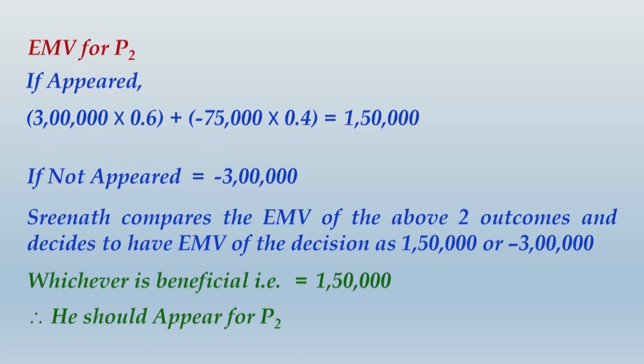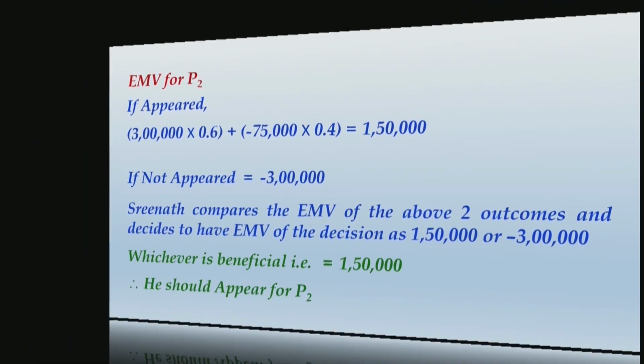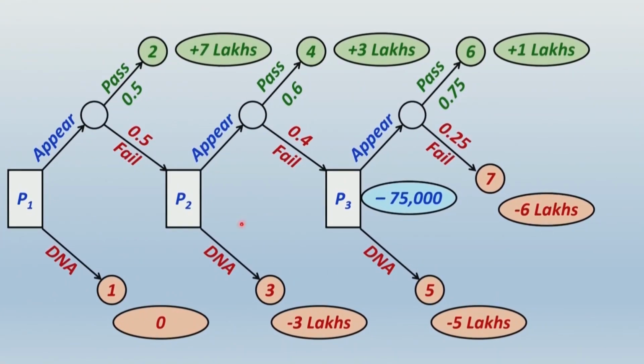Alright friends, once you have completed writing this working, let's get back to the decision tree diagram, and for the P2, whatever be the expected monetary value that we have identified based on whether he should appear or not. So we have concluded that he should appear because the EMV for P2 that way was better, positive 1,50,000. So that will be something that you should write up with your decision tree diagram. Please write this 1,50,000 so that when we have to compute the EMV for P1, the task will be very simple.